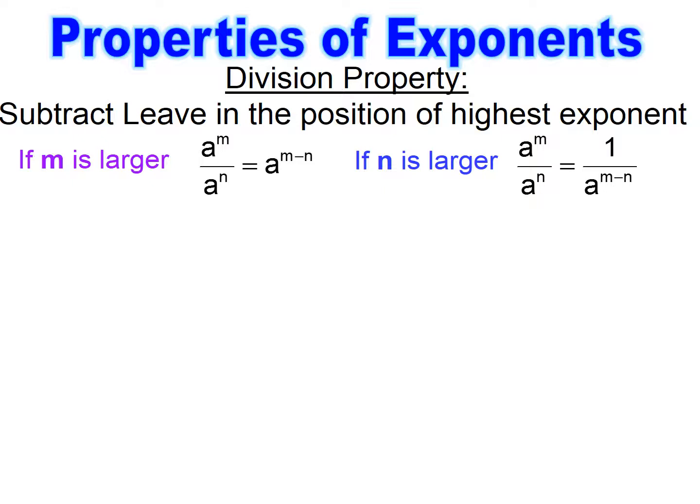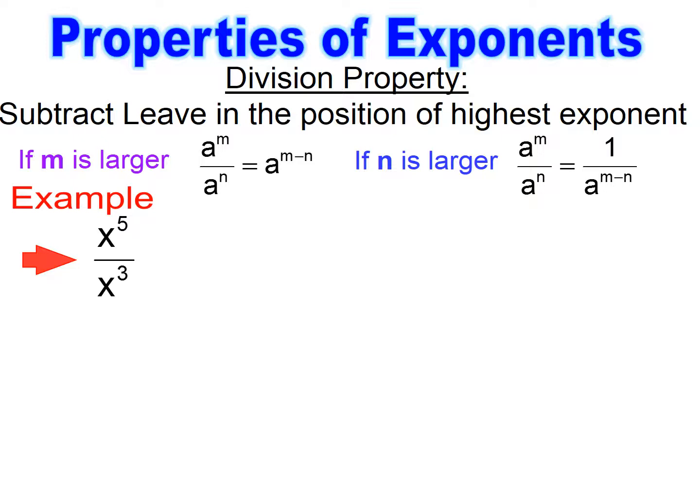If the larger exponent's on top, you're going to subtract and it's going to stay on top. If the larger exponent's on the bottom, you're going to subtract and it's going to stay on the bottom. And if there's nothing left up top, you need to put that 1 there, because then you end up with a fraction. So here's an example here.